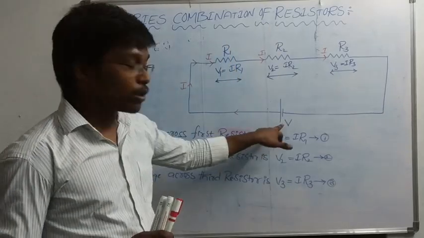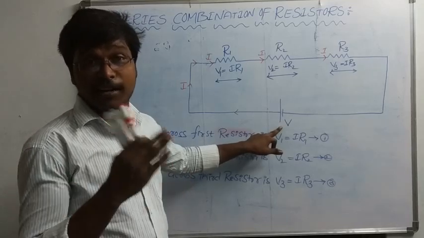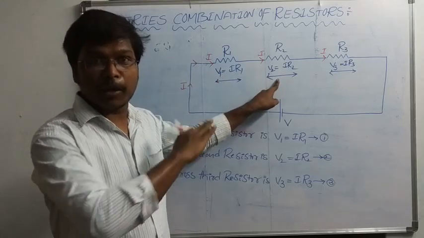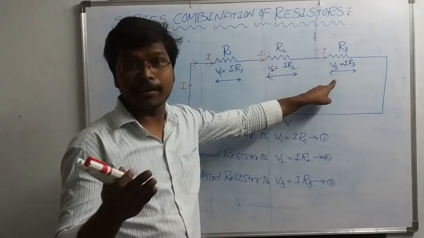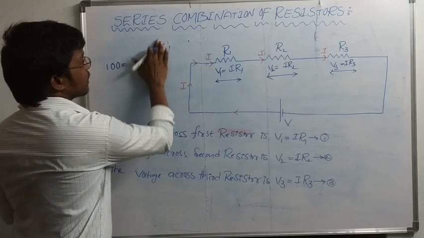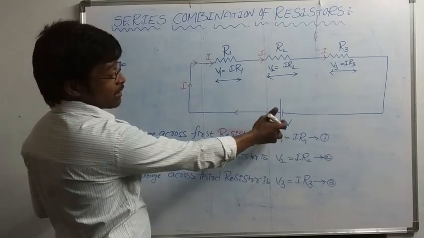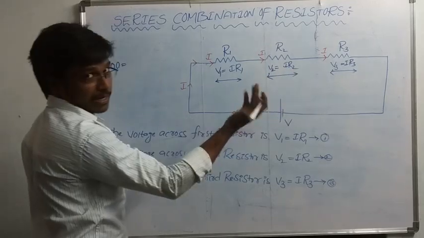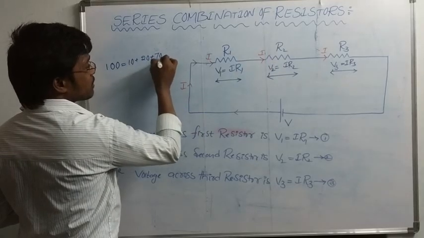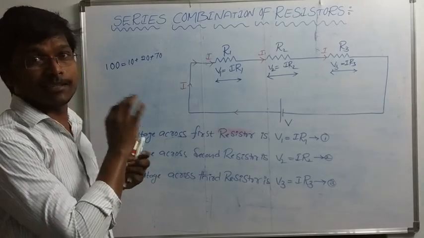Suppose the total battery voltage is 100 volts. 100 is equal to, suppose this value is 10 and this value is 20. So 10 plus 20, 30. How much is remaining in 100? 70. So this total voltage is V1 plus V2 plus V3. Suppose this is 10, this is 20, and that one is remaining 70. 70 plus 20, 90, plus 10, 100. That is the meaning of that sentence.